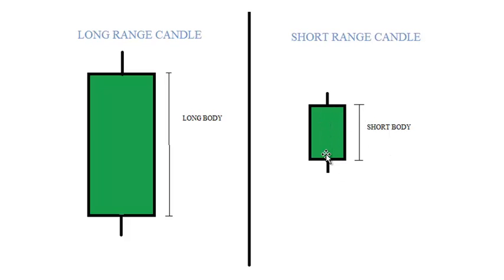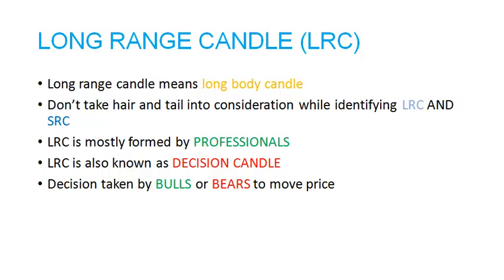Obviously, when you are looking at the chart, you are going to look at the entire chart and then figure out whether the candle is a long range candle or a short range candle. It's a very relative thing, so you need to have a look at the entire chart before you can decide that. Long range candle means that the body of the candle is long. Never take the hair and tail into consideration.